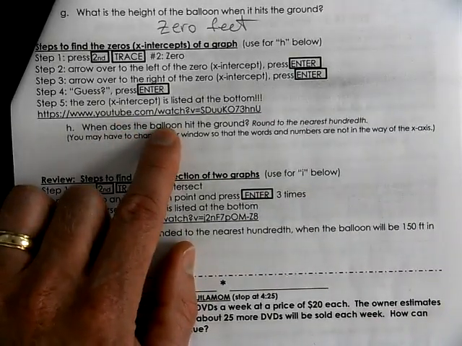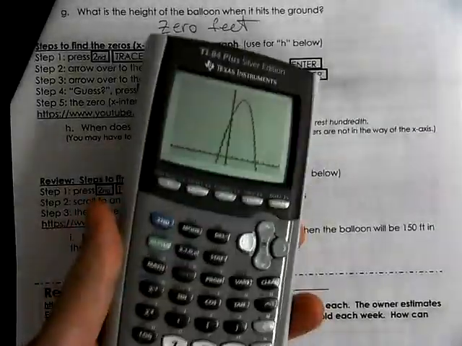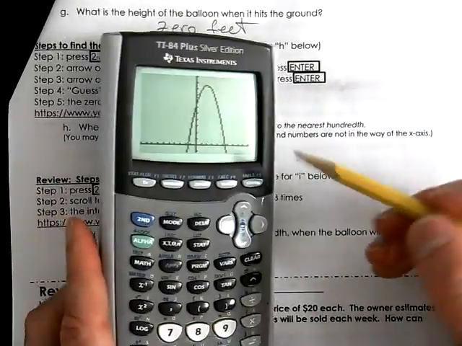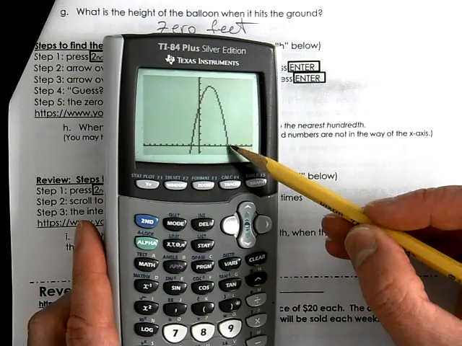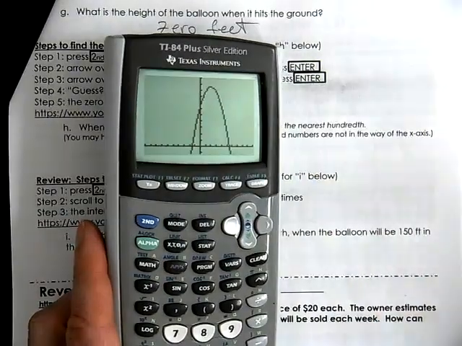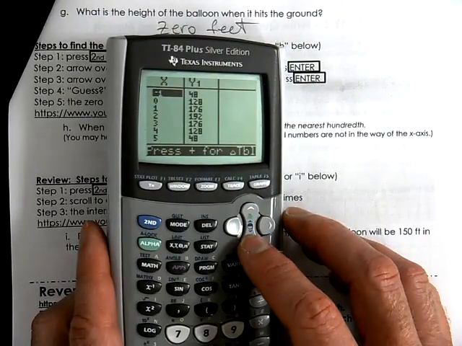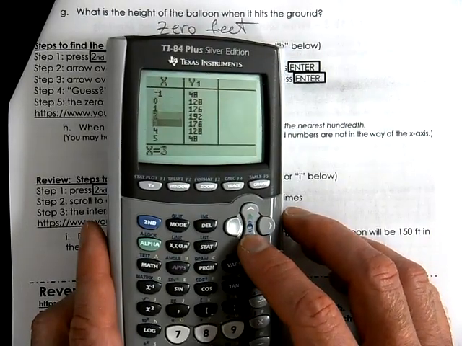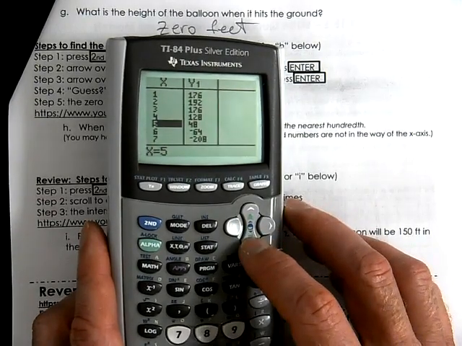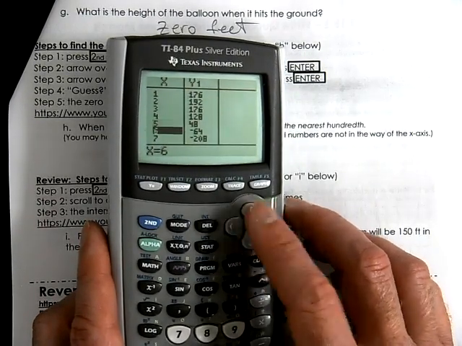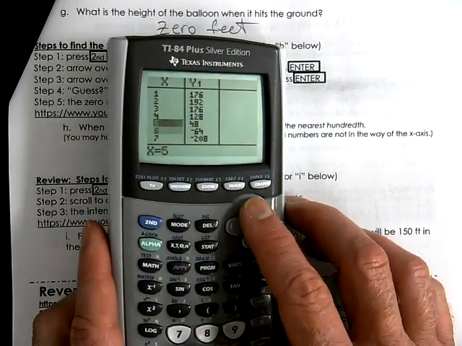When does the balloon hit the ground? Well, if I come over here, it's the x value that is out here. It's the x value right there. You can see this approximately with the table. It's between 5 and 6. Seems to be where 0 would land. Between 5 and 6.